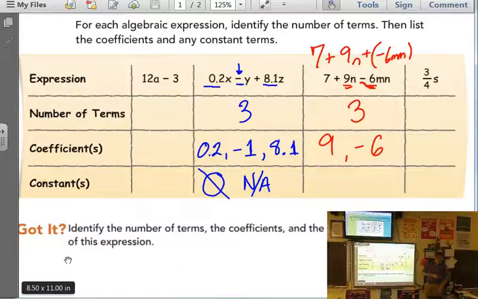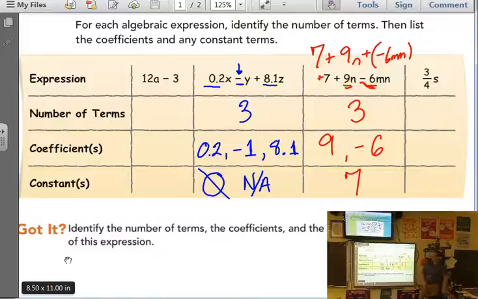Then my constants, Julia, what do I have as a constant here? Just the 7. And the sign in front of it, even though we don't see it, is a positive. So it's just positive. It is invisible. We don't have to show it. And my last one here.